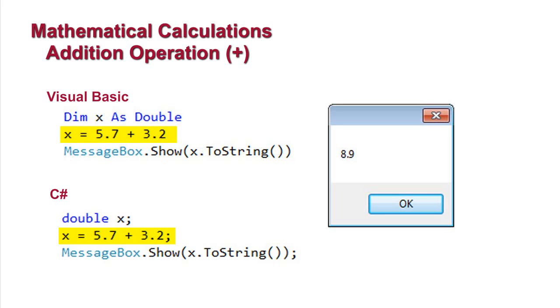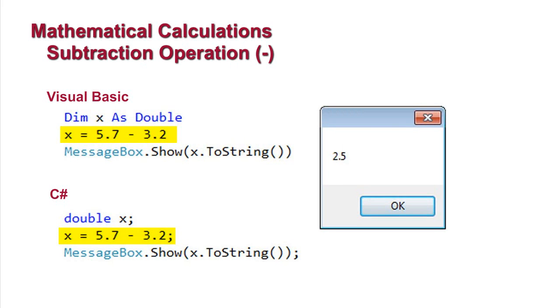The simplest mathematical calculation that we probably all learned as elementary school students was addition. And the operator for doing addition calculations in both Visual Basic and C# is the traditional plus sign. In this example, I've got a variable x which will hold a double value, or a floating point or decimal value. And x equals 5.7 plus 3.2, and then I use a message box statement to show the value of x. And we see the example there in the message box is 8.9. 5.7 plus 3.2 is 8.9.